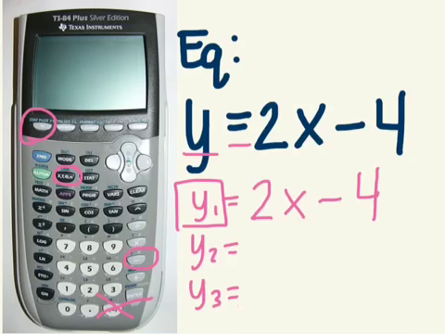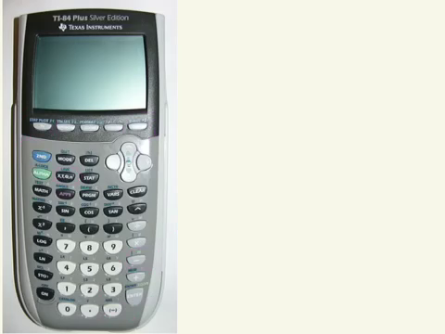Now once we have that typed in our y equals, we are going to click the graph key. Okay, and that's right here. We're going to click graph, and it should pull up a coordinate plane with the graph of our line. Now if it doesn't show up, we're going to write down 3 things we can do in case our line doesn't show up.